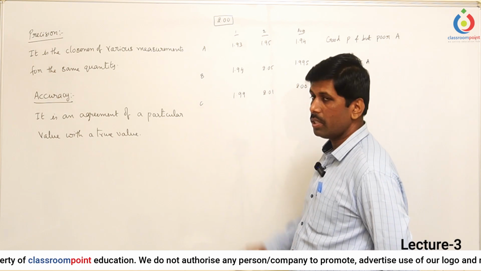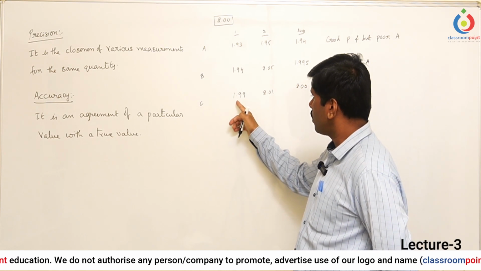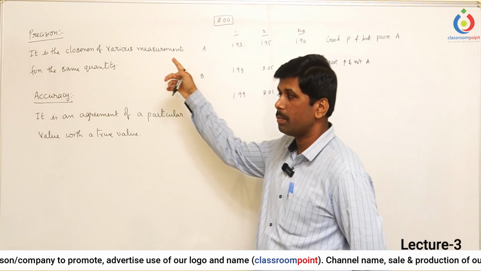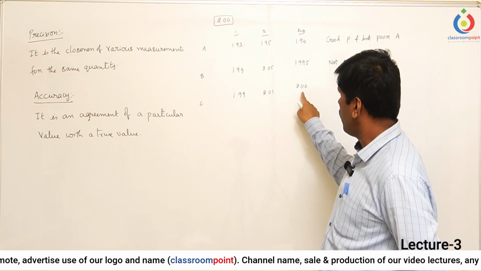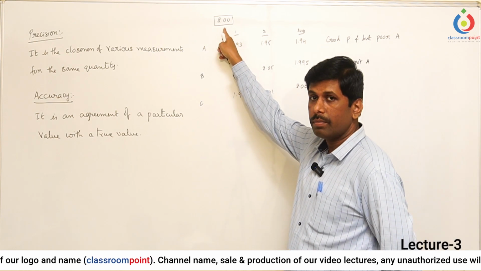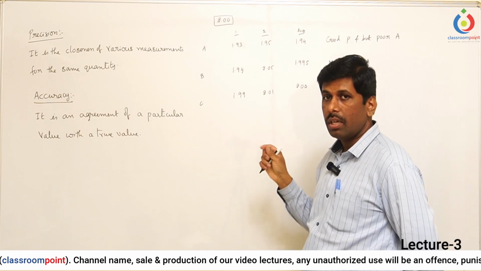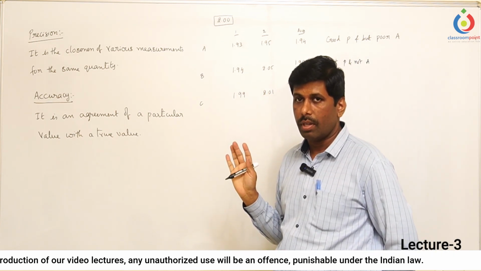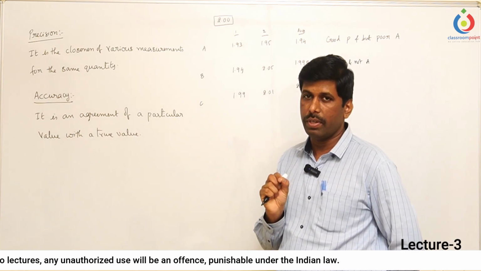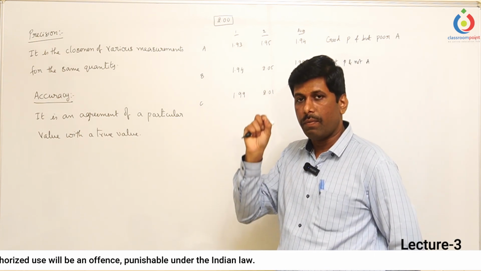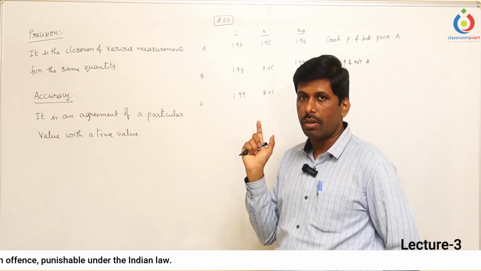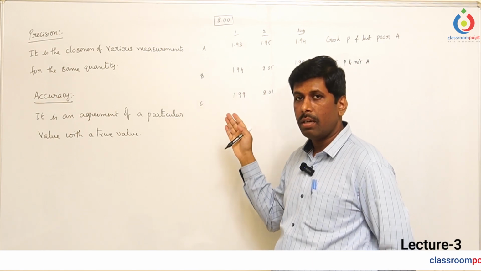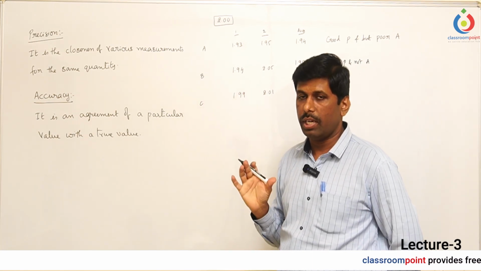Now let us see the accuracy. Here the student got 1.99 and 2.01. These are very close to each other, so precision is present. The final value is in agreement with the true value. So it is called the accuracy. Accuracy never deals with the closeness of various values. It only says whether the final value is equal to the true value or not. Once the average value is equal to the true value, then that experiment is said to be highly accurate.